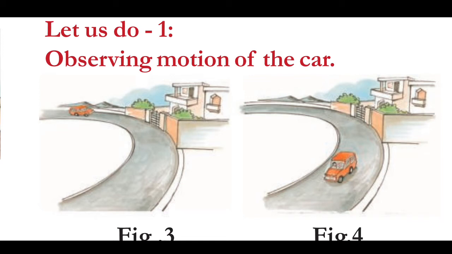Next, there is no change in the position of the car with respect to its surroundings. Do you see any change in the position of the car with respect to its surroundings? Yes, obviously you see the change. In figure 3, the car's position is before the gate of the house, and in figure 4 the position of the car has changed. The car is after the gate of the house. So there is some change in the position of the car with respect to its surroundings.